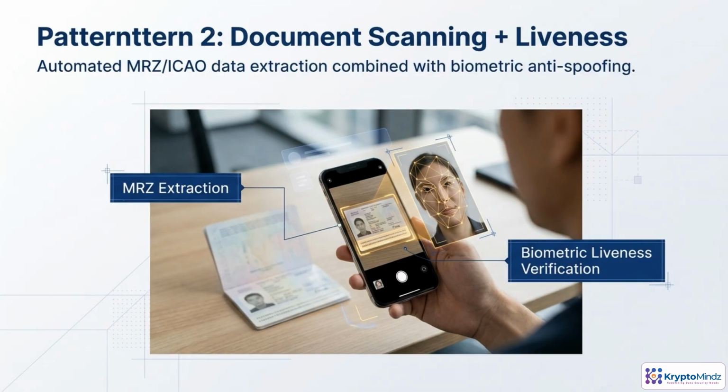The second identity proofing pattern is document scanning plus liveness. The user scans their ID with the camera, and software automatically reads the MRZ or ICAO zone to extract data. At the same time, a short selfie video or guided face scan confirms that there's a real, live person present, helping to prevent photo or screen spoofing.